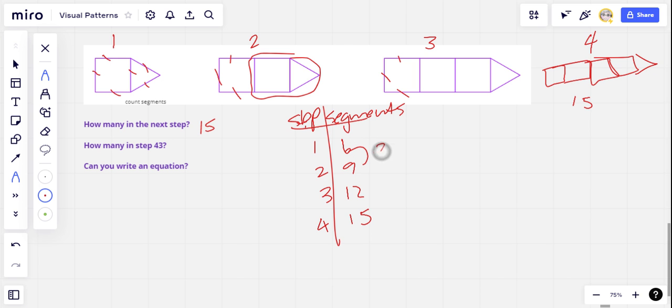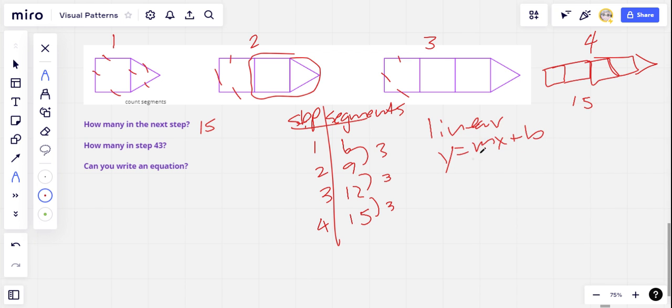So 9 minus 6, that's 3. 12 minus 9, that's 3. 15 minus 12, that's 3. And that should make sense. We were adding 3 to every step, so the difference between each step should be 3. When the differences are all the same number, you have a linear pattern. So we can use this equation, y equals mx plus b, to model that pattern.